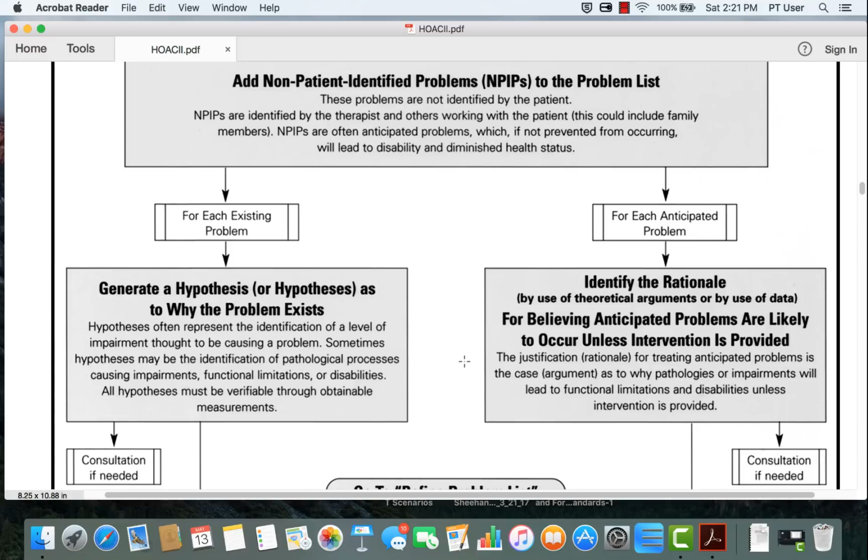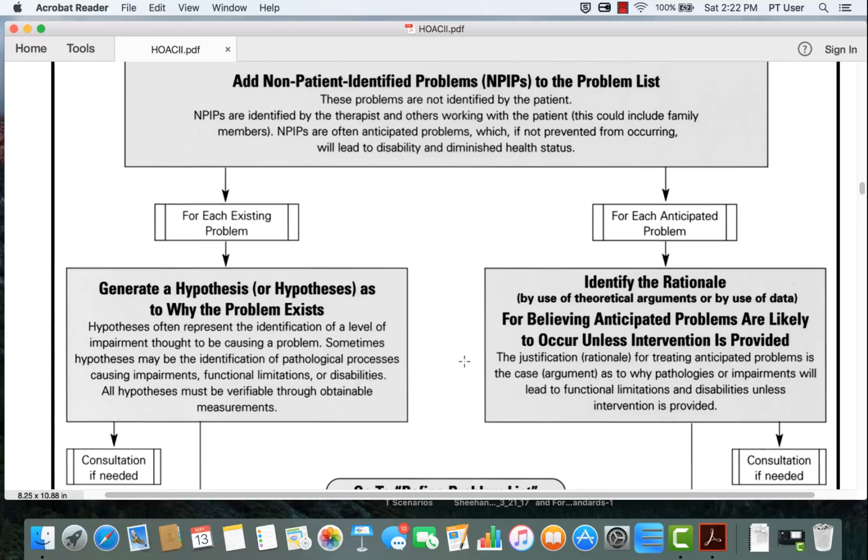Anticipated problems are geared more towards, we could say, 21st century healthcare, where we're spending more and more time developing health and wellness programs to prevent existing problems from popping up. And PTs, along with other healthcare professionals, have a much greater role in this aspect of healthcare today. And you won't spend a lot of time, if any time this semester, learning about that. You will later on in the curriculum.